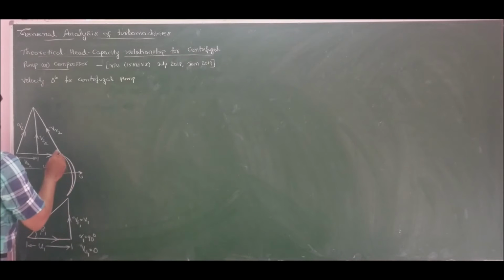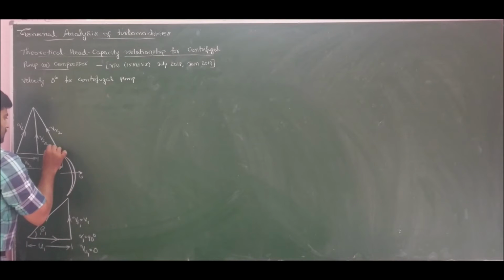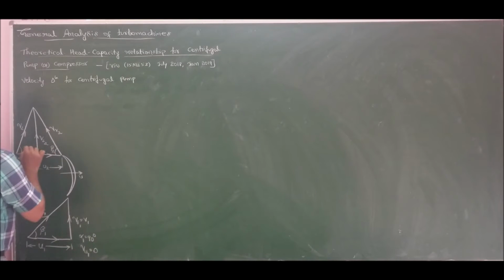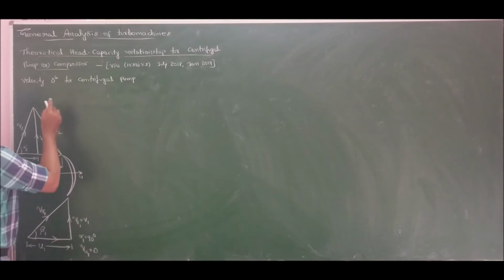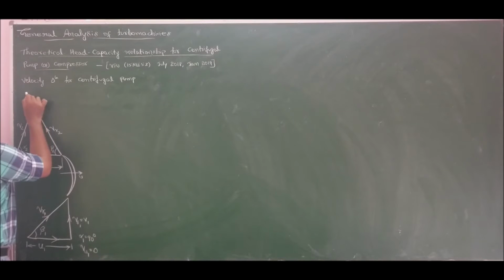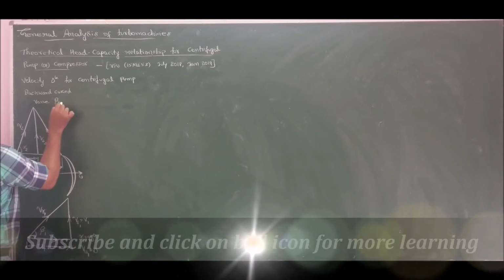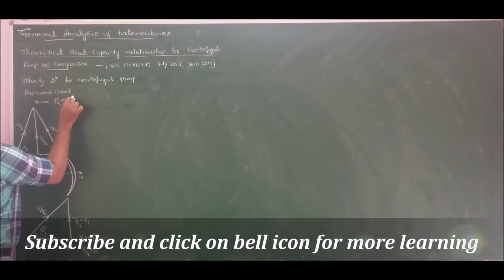So this is when beta 2 is less than 90 degrees, and this is alpha. So this is called backward curved wing, in which beta 2 is less than 90 degrees.